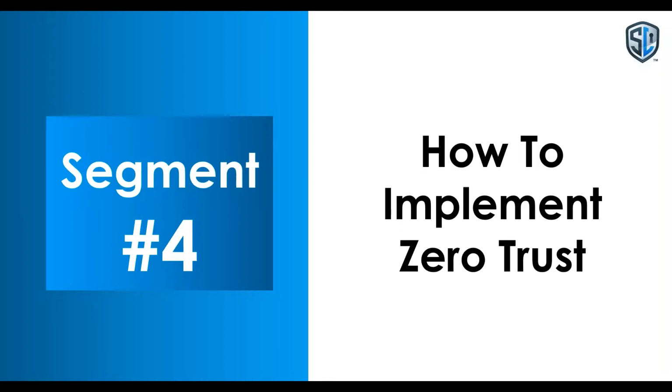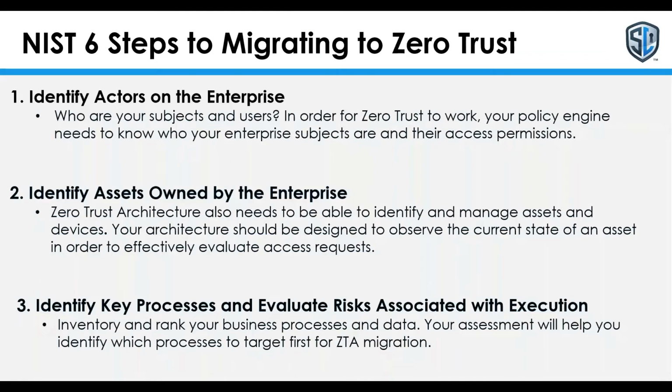This is where we get into the nuts and bolts. How do you actually implement zero trust? So NIST has 6 steps. These are all word salad. I'm warning you now. We're going to try to translate them into English.